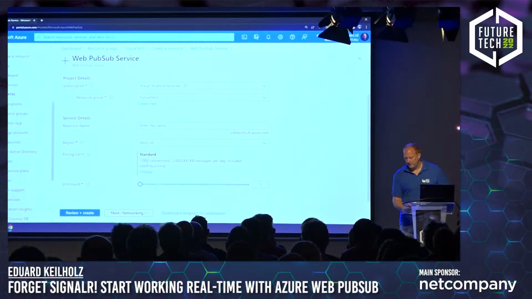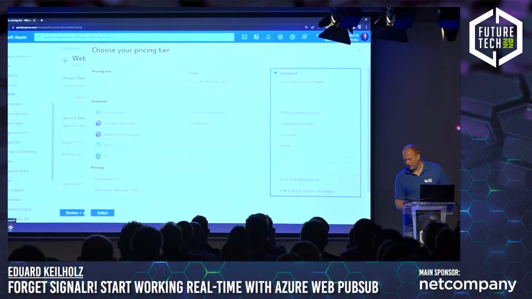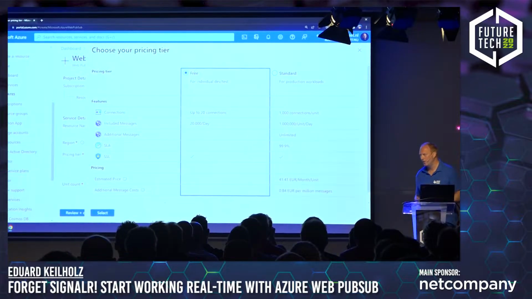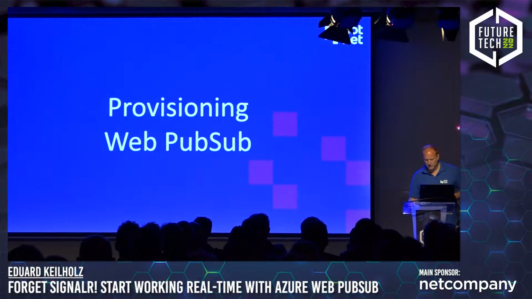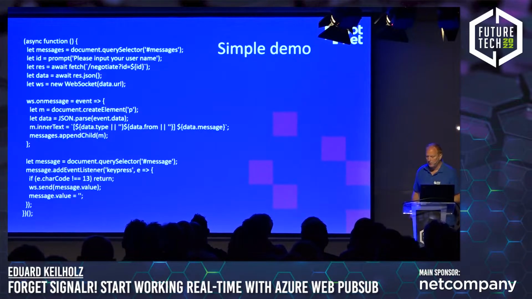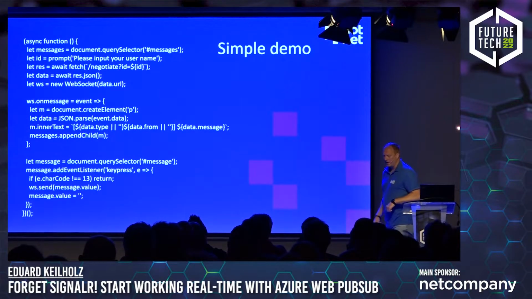And you can see that it has a standard version with 1,000 connections, and you can scale that up, make it more pricey, or just go to change and change the plan to the free one. I believe that you can only have one free version of PubSub per subscription. So now you have this PubSub.